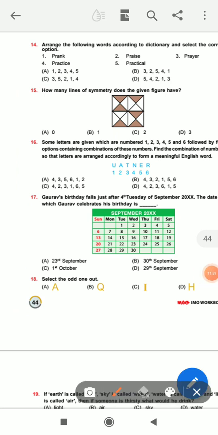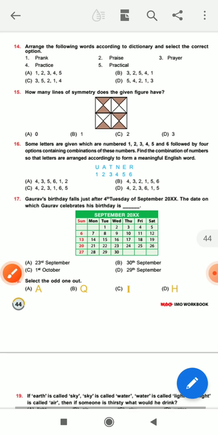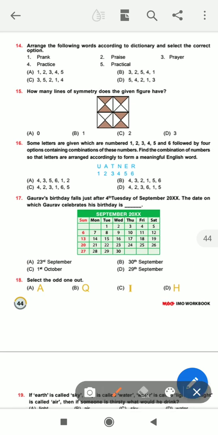Arrange the following words according to dictionary and select the correct option. Okay, question number 14: particular, practice, praise, thank, prayer. So option D is the correct answer.